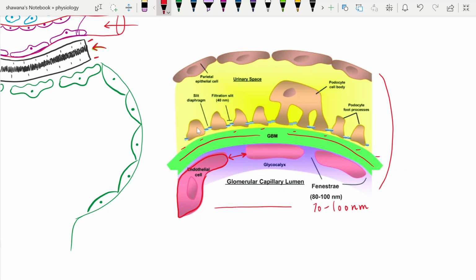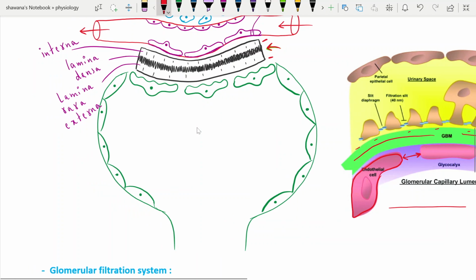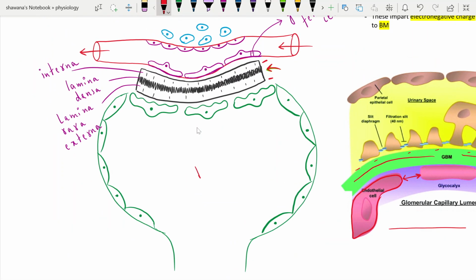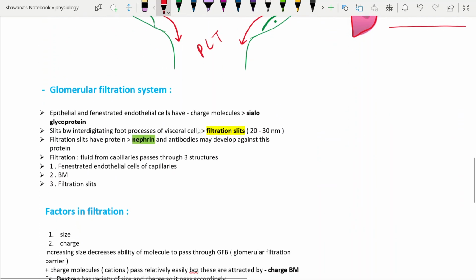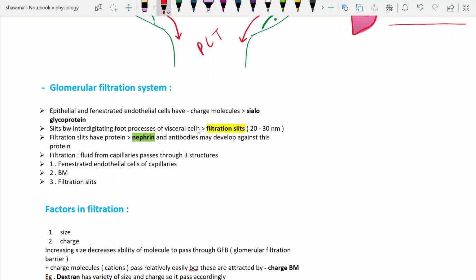After that, these are the podocytes, the visceral layer of podocytes, and after that, these are the parietal epithelial cells, and after that, it forms the proximal convoluted tubule. Okay. This is the Bowman's space. Okay. This is the proximal convoluted tubule, which is formed by the parietal epithelial cells of the Bowman's capsule. And then there is the glomerular filtration system.